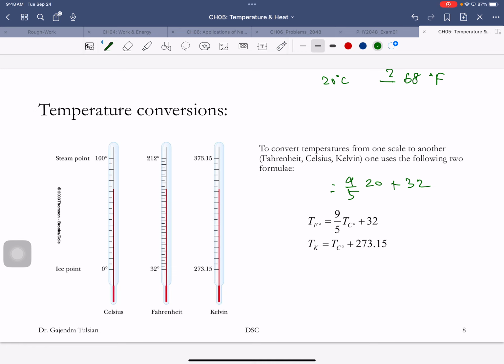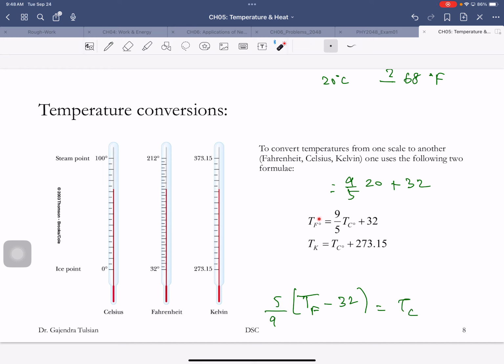Now you can calculate it accurately, but if you want to do it fast in your head, 9/5 is roughly 2, close to 2. So if you have 20 degrees Celsius, multiply by 2: 2 times 20 is 40, 40 plus 30 is 70, roughly 70 degrees. That's a quick way of doing it. If you wanted to convert from Fahrenheit to Celsius, all I've done is rearrange the terms.